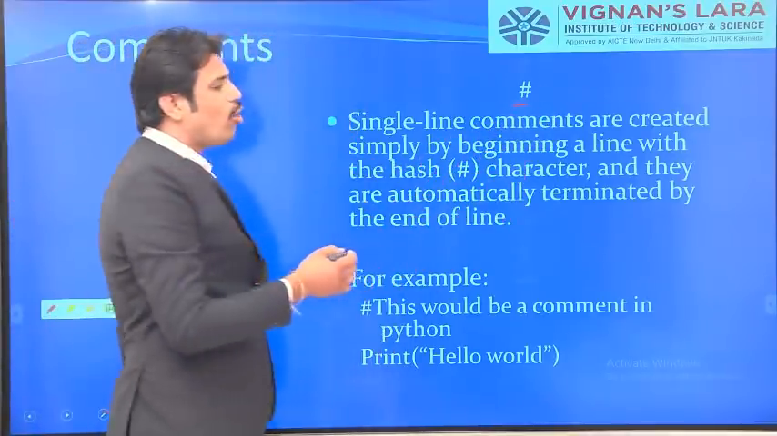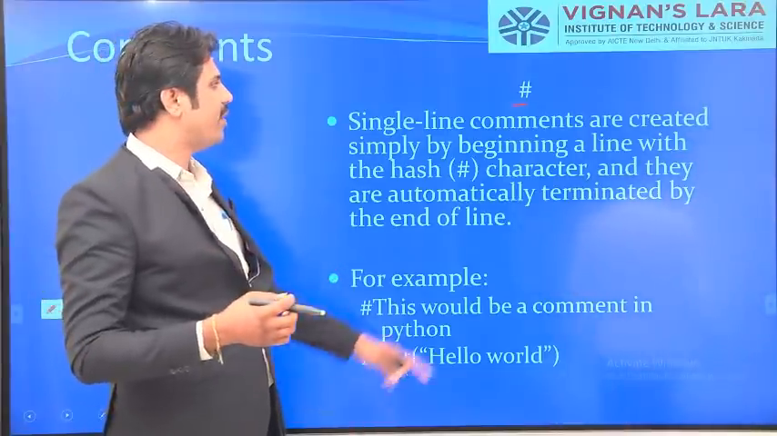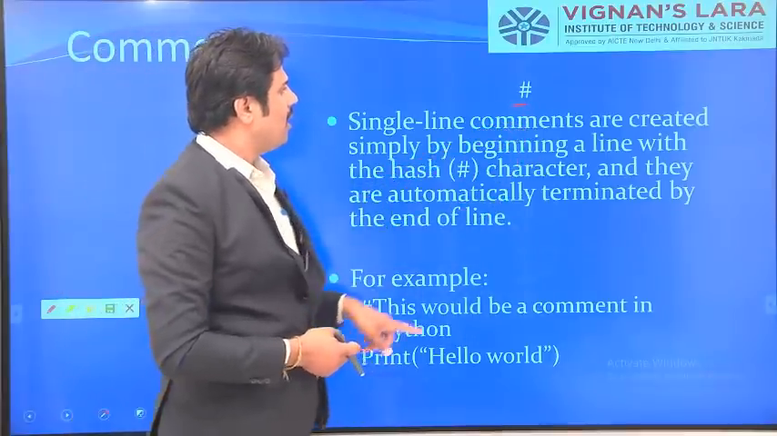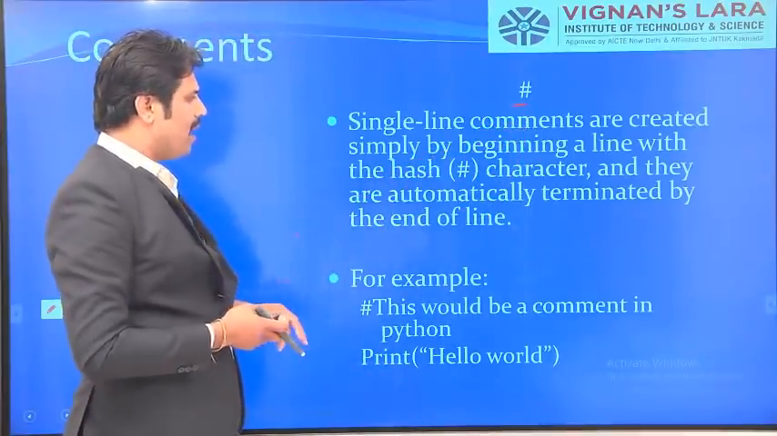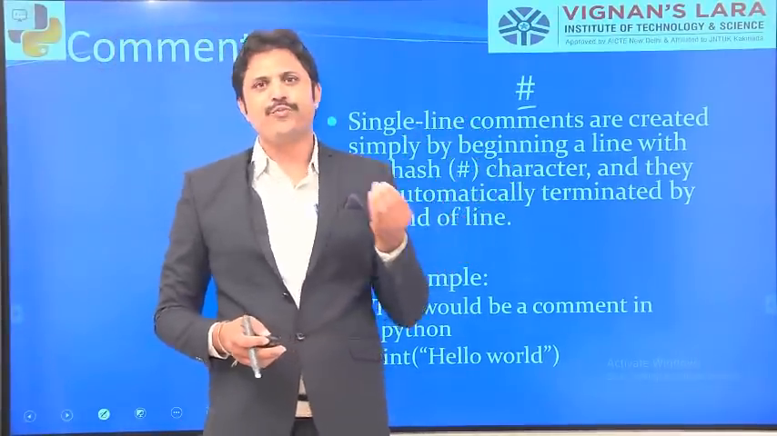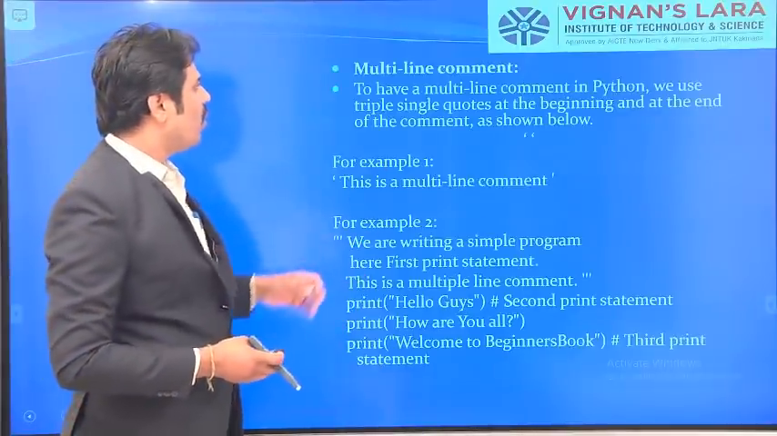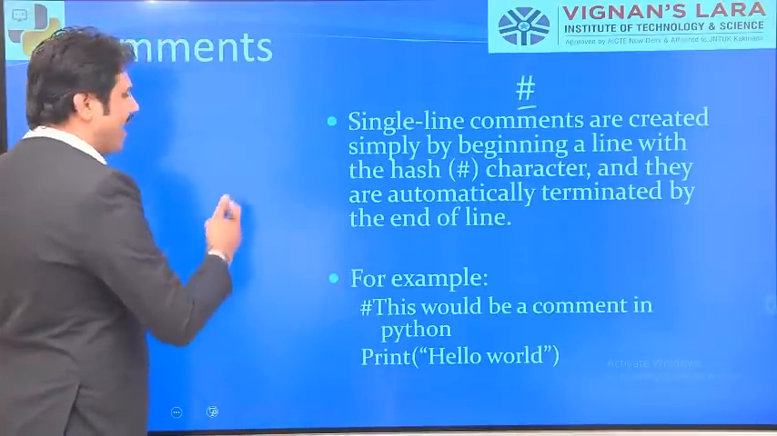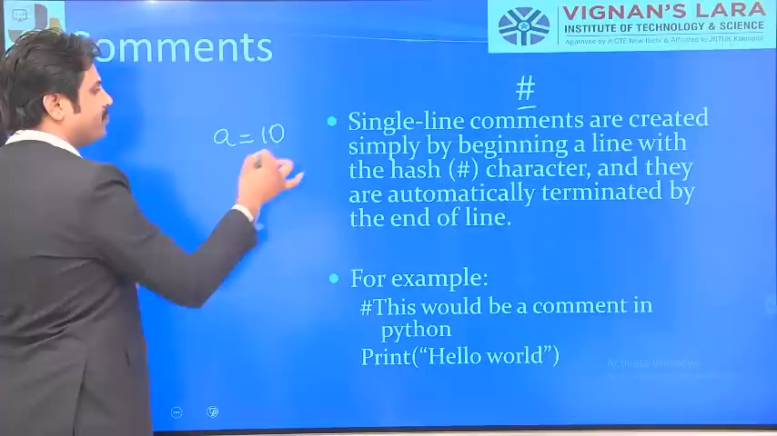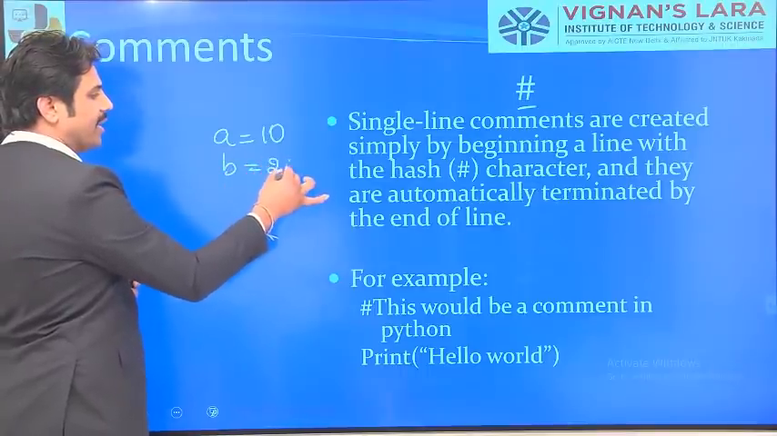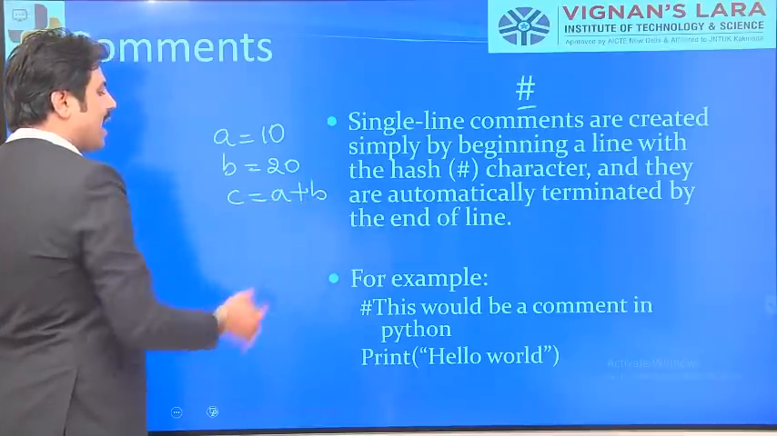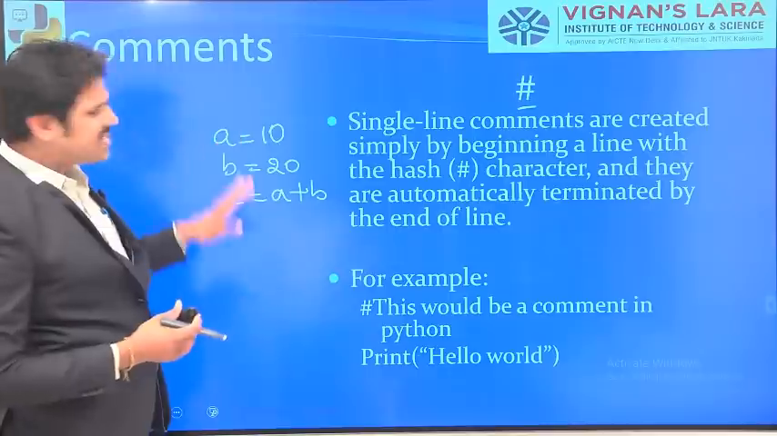Here, single line comments are represented with the hash symbol. Let us see this symbol. This hash symbol is used for single line comments. Let us see a small example. For example, I am writing a code. A equals 10. B equals 20. Here C equals A plus B. So this is a code.